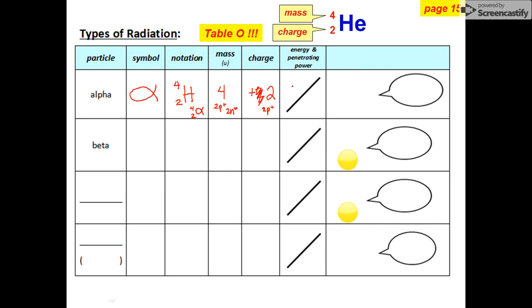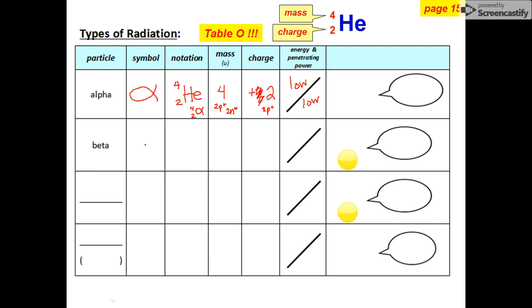Okay. These particles, in terms of their energy and their penetrating power, they're kind of big and clumsy. They have a low energy, low penetrating power. That means what types of materials can alpha radiation travel through? So alpha particles, here's the symbol, here's the notation. Whoops, that's an He. They are helium nuclei. Mass of 4, charge of 2. They're big and clumsy, low energy, low penetrating power.